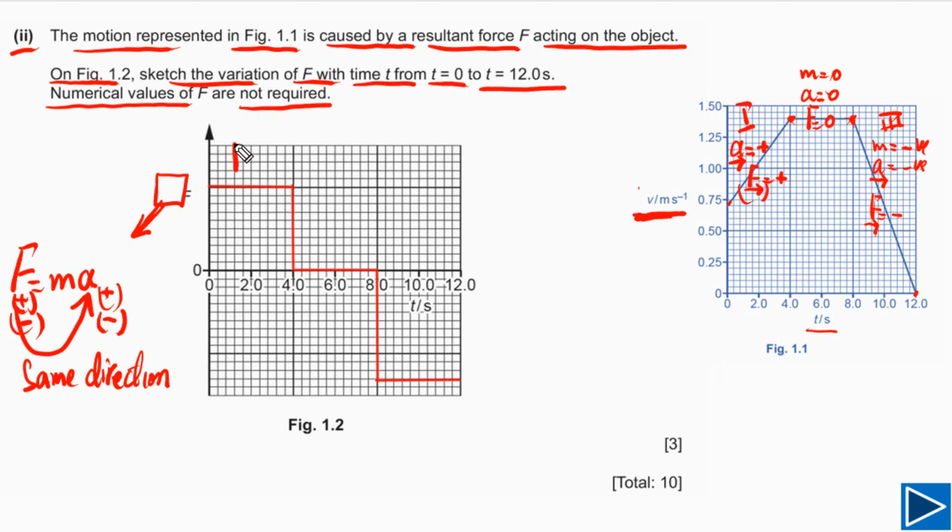But one thing we have to be careful about is that the value of the resultant force acting between time t is equal to 0 to t is equal to 4 seconds has to be smaller than the force acting between t is equal to 8 to t is equal to 12 seconds, because the gradient of this line is steeper than the gradient of this line. Let me write down here, let's say this force is F1 and let's say this force is F2. So F2 has to be greater than F1.